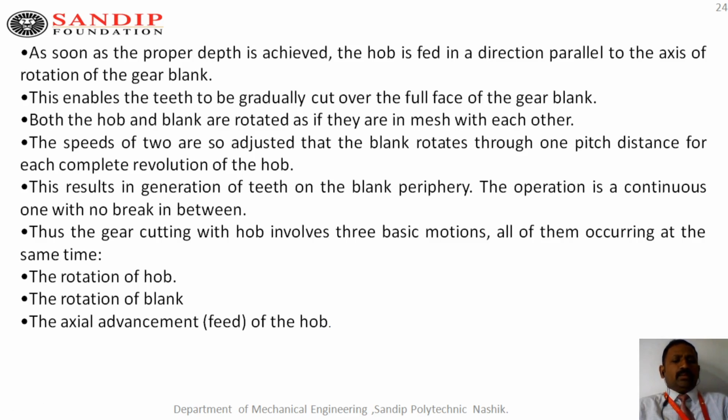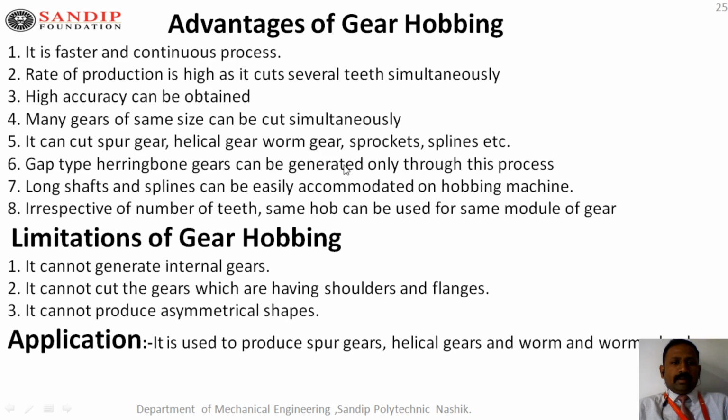So gear cutting with the hob involves three basic motions: rotation of the hob, rotation of the blank, and axial advancement in the downward direction, that is the hob feed. Now the advantages of gear hobbing, because this is an integral method of gear manufacturing. It is a faster and continuous process, because in each revolution it cuts two or more teeth from the material of the gear blank.